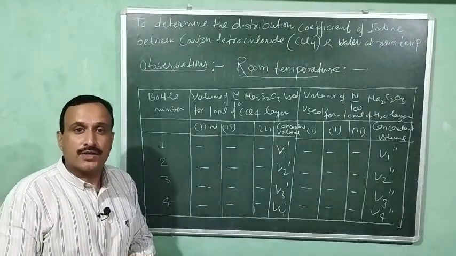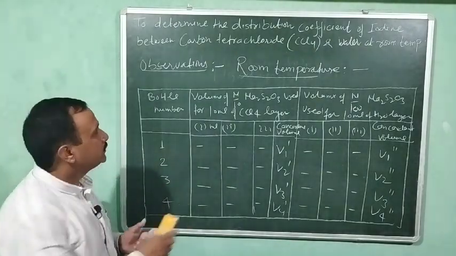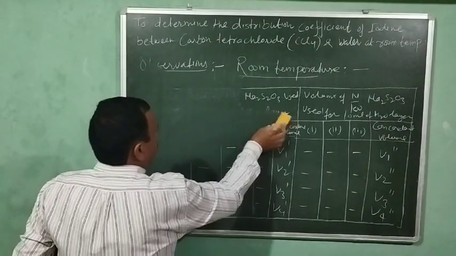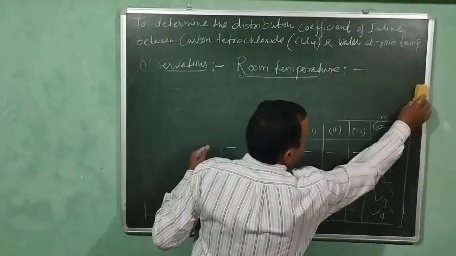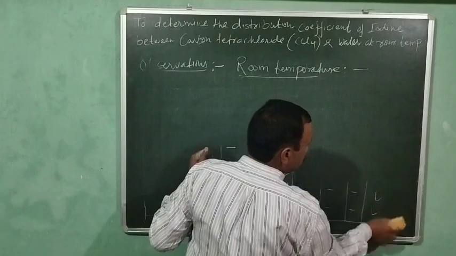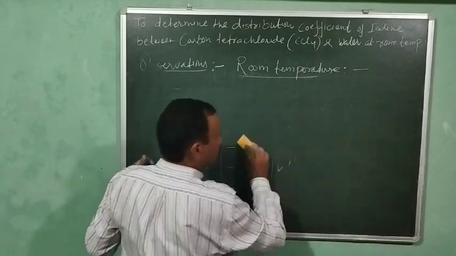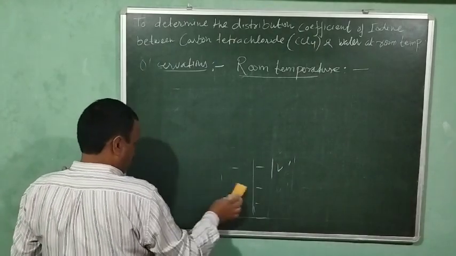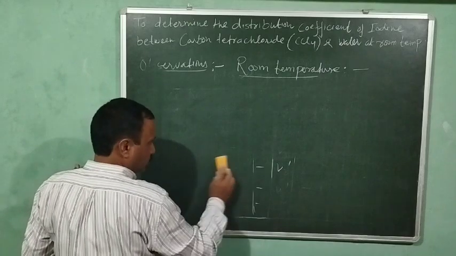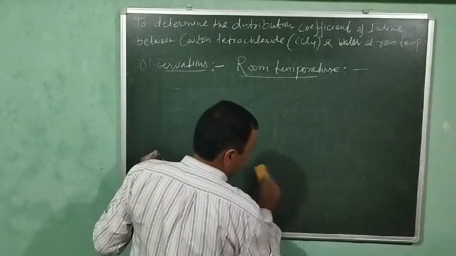Now we will discuss the general calculations involved, and here I will discuss the general calculations only for the bottle number 1, and the calculations for the rest of the bottles will be the same.